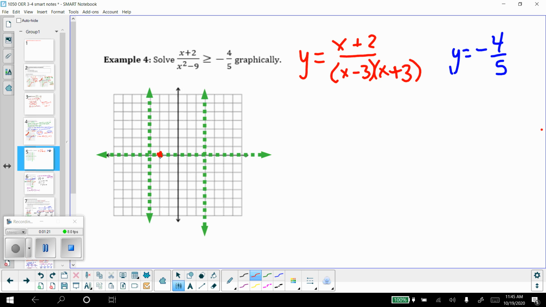We can throw some zeros in for the x's. So (0 + 2)/(0² − 9) would give us a y-intercept at negative 2/9, so somewhere in here. Then the horizontal asymptote, notice, is at y equals 0, because the degree of the numerator is 1 and the degree of the denominator is 2. If it's less on the top than the bottom, then our asymptote is at y equals 0.